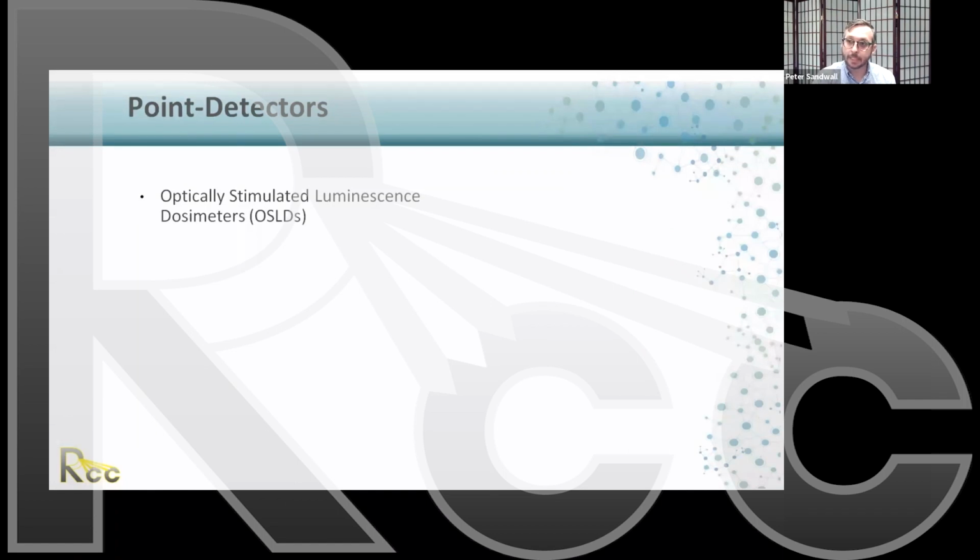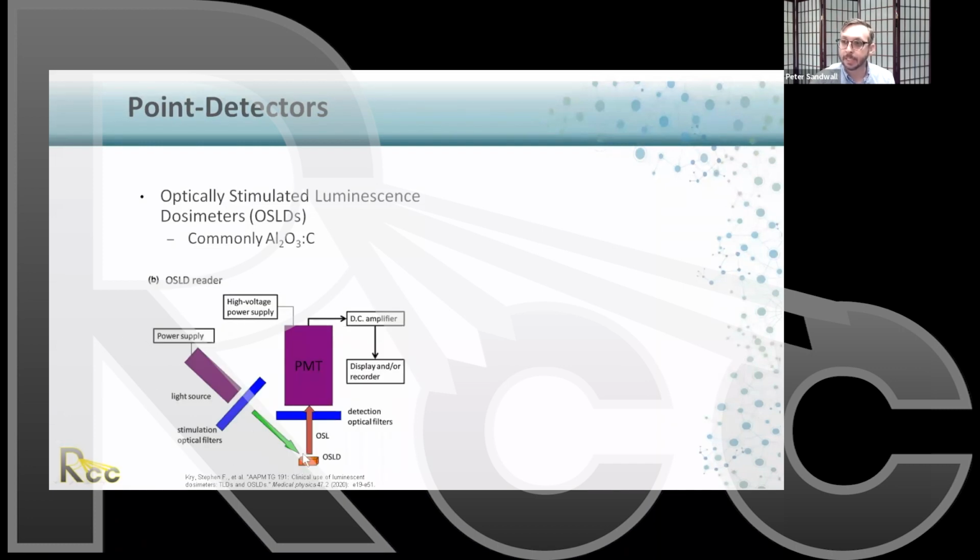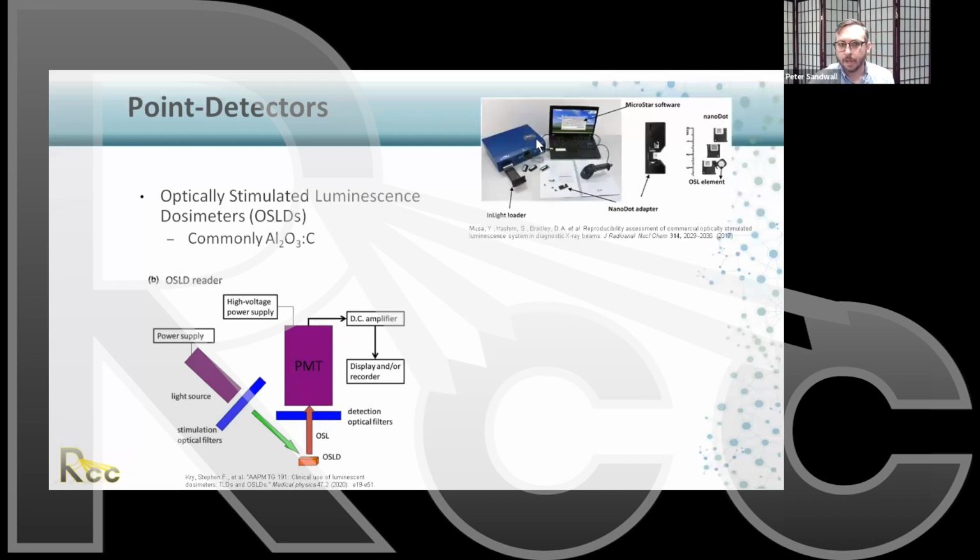OSLDs, again, operate similarly to TLDs. They're made out of a different material, aluminum oxide, but they operate on a similar principle. But instead of heating it, we're shining light on it. We're hitting it with a laser, and then it releases another light, and that light is proportional to the dose it was exposed to. There's this system sold by Landauer that a lot of people use, and about 4 of these might fit on your thumb, depending on the size of your thumb, but they're small.